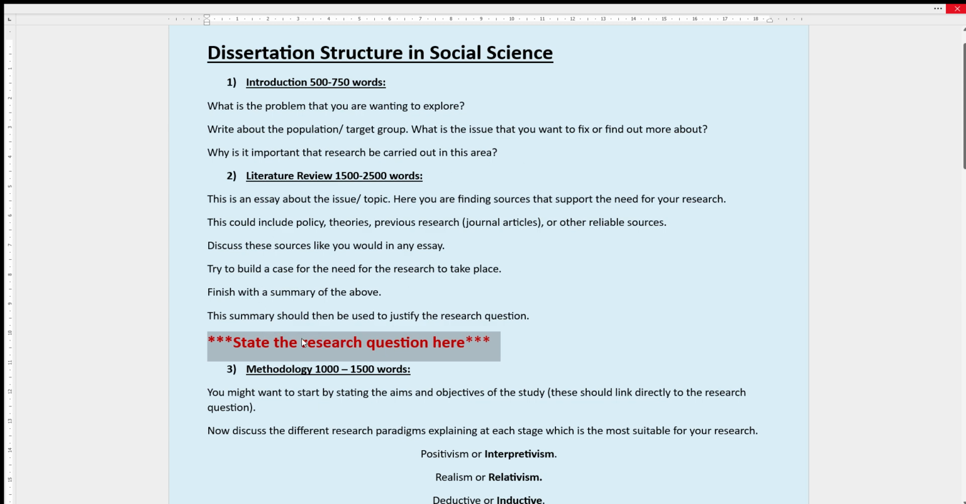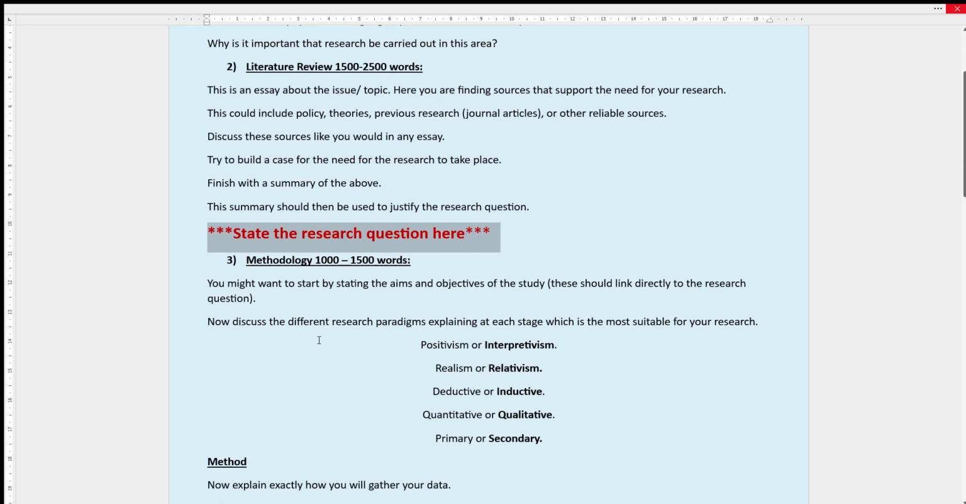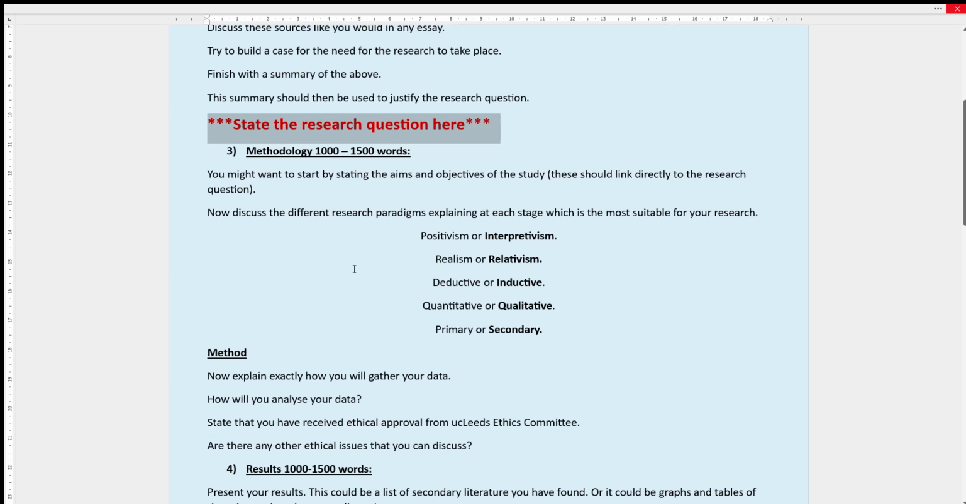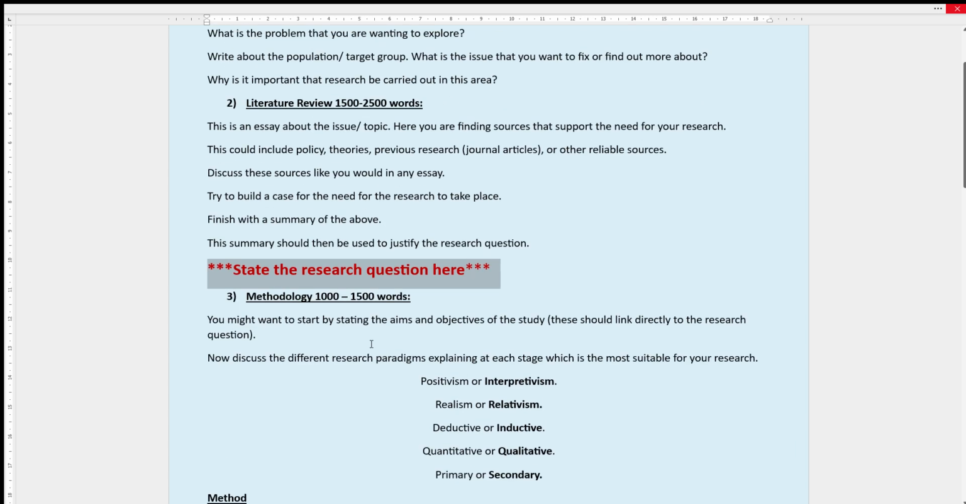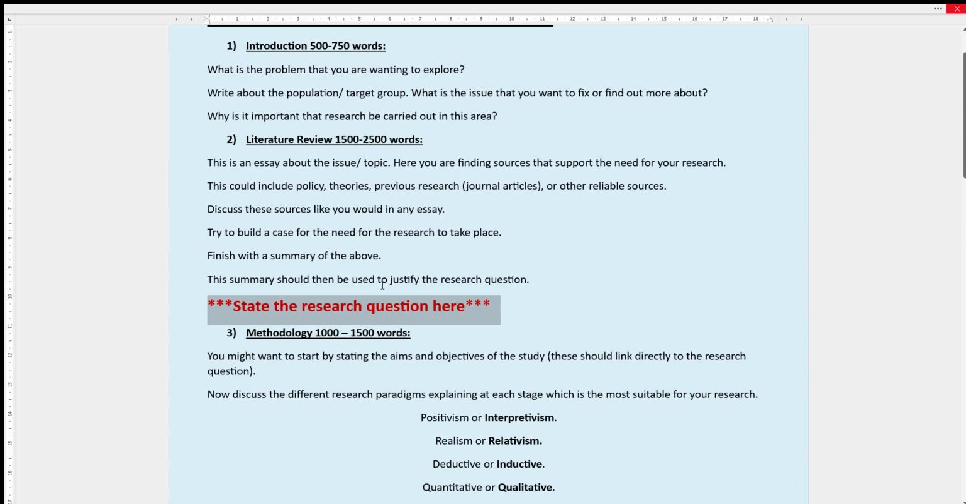It's justifying it. So you shouldn't really be thinking about the research question, if that makes sense, until you state it after the literature review. Everything after the research question is in response to the research question. So it's about answering that research question. You might not have a research question, you might have a hypothesis, you might have aims and objectives. Either way, it all still pivots around that.